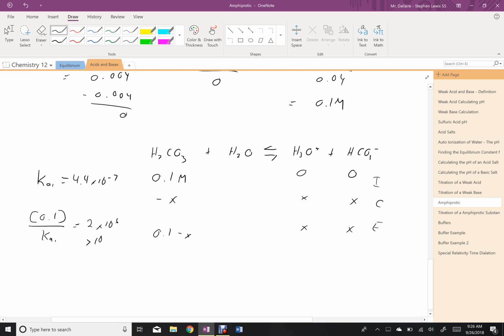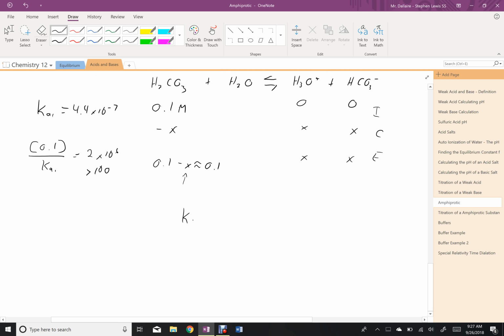That's greater than 100. So that means that this change will be small, which means that this is approximately equal to 0.1. I know I've been using this approximation technique a lot in this unit, and if you haven't seen it, you can go back to one of my previous videos called the 100 rule, and you can go and see why I can make that assumption.